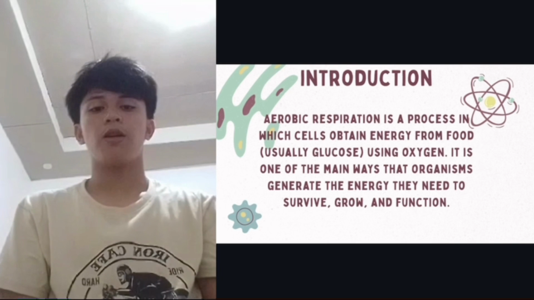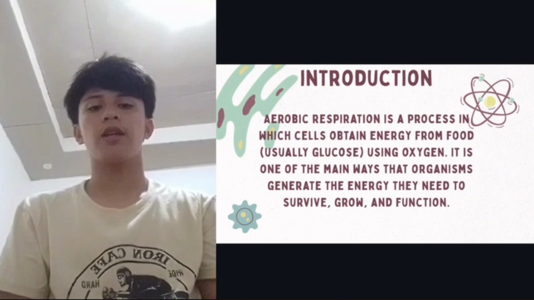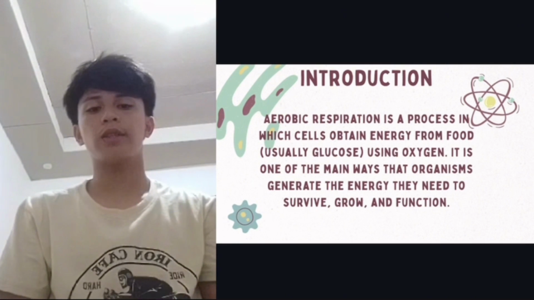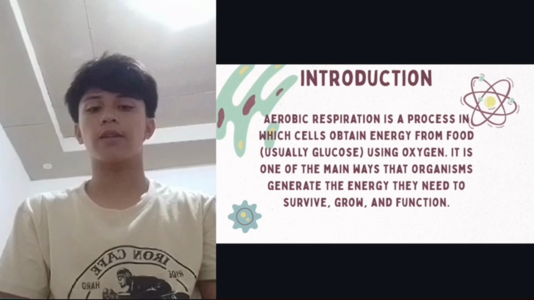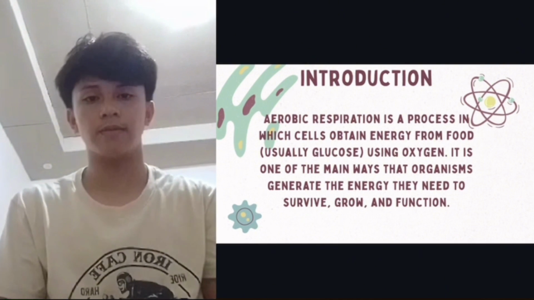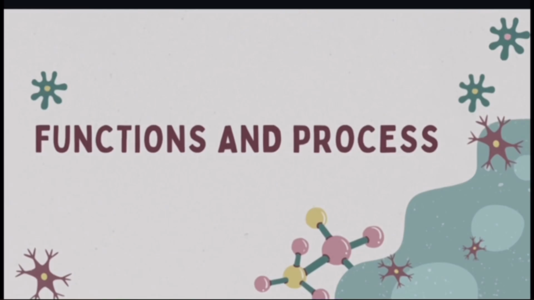For example, during exercise like running, the muscles use this energy to move, while the carbon dioxide is exhaled and water is removed as waste. This process helps the body stay active and function properly. That's all. Thank you. So first, we're going to tackle the functions of the process.